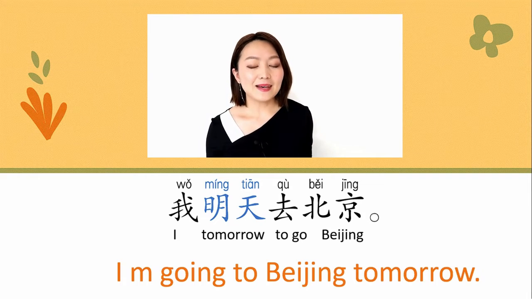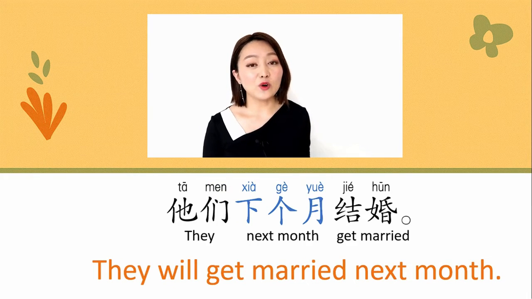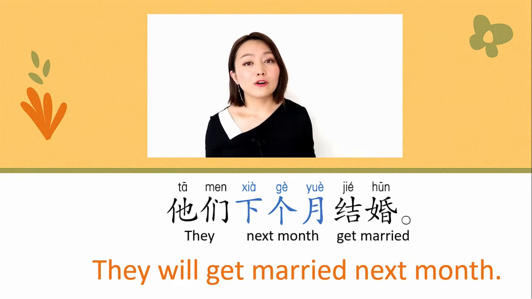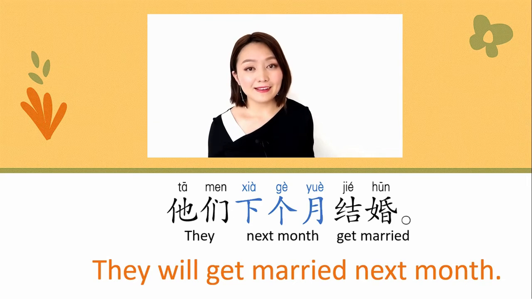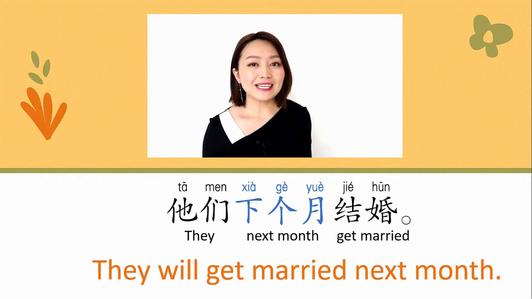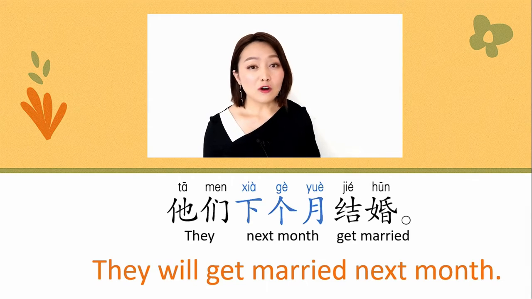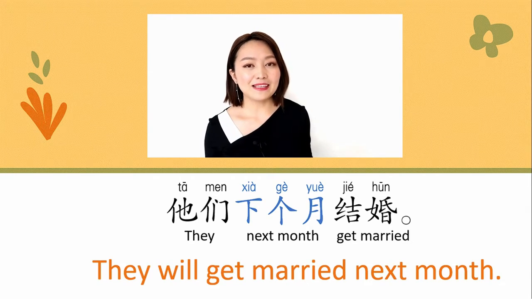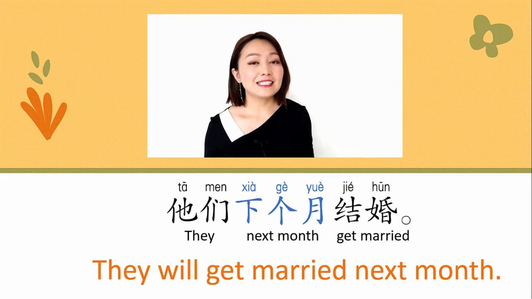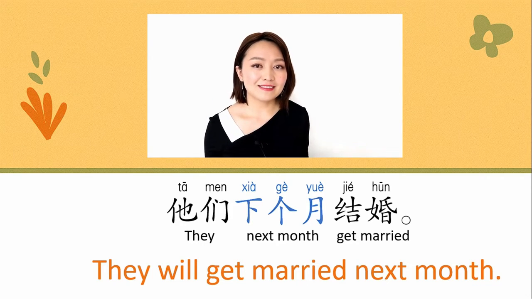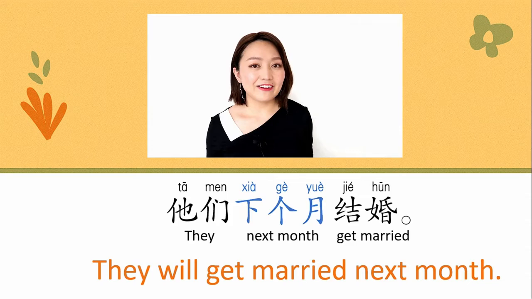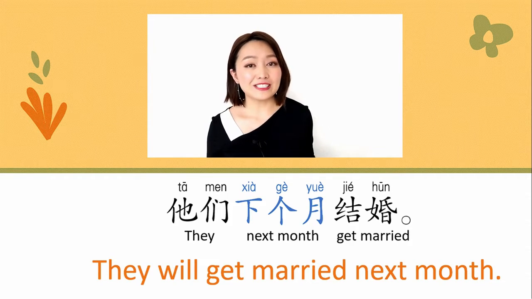Another sentence, 他们下个月结婚. They will get married next month. So this is their plan. According to the plan, they're going to get married next month. You see, in this sentence, we just put the important words together to offer enough information. 他们 they, 下个月 next month, 结婚 get married. Here we don't have any grammar marks. You just stack the words together and it's already a future tense.